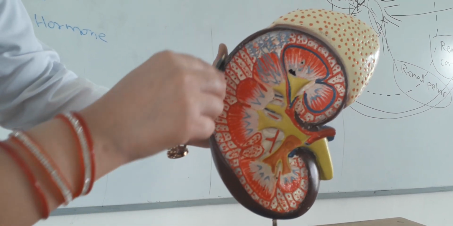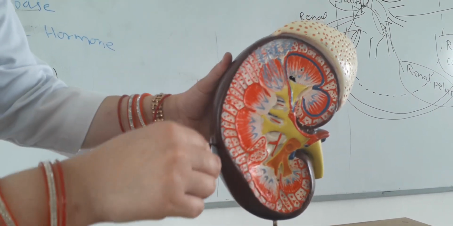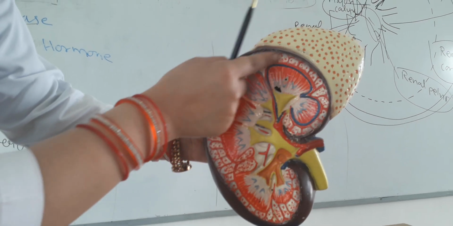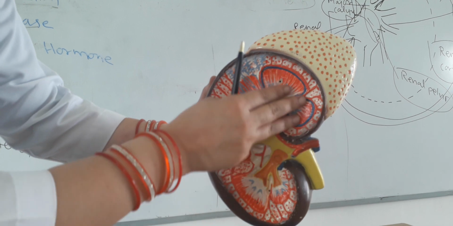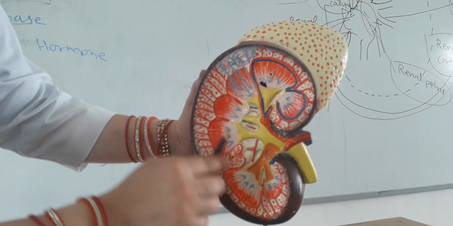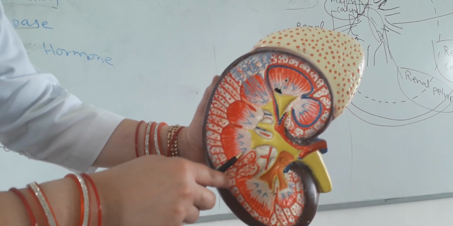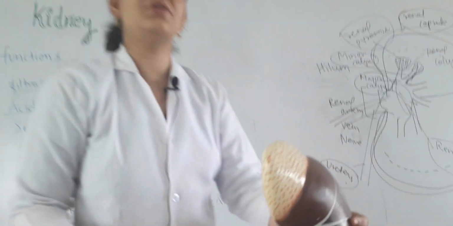Now, the outermost brown is known as the renal capsule. This part is also known as the renal cortex, and this middle part, this whole red part, is known as the renal medulla. So, this is all about the model of the kidney.